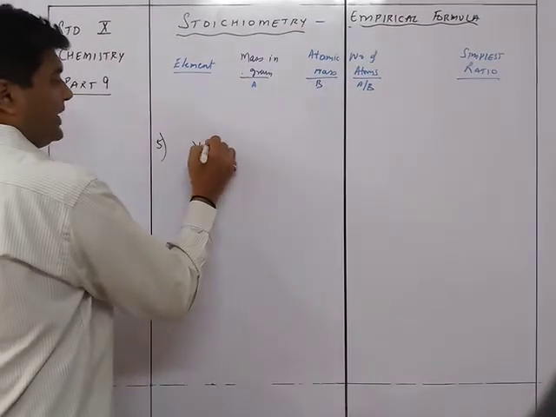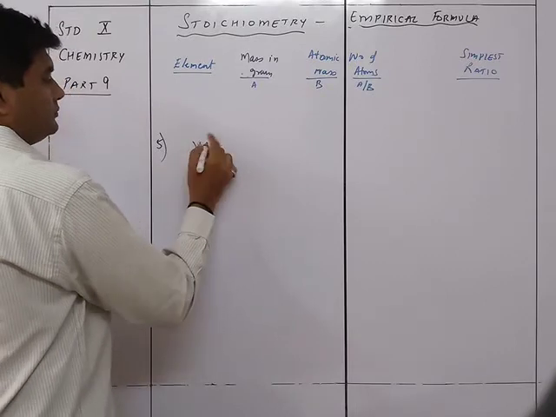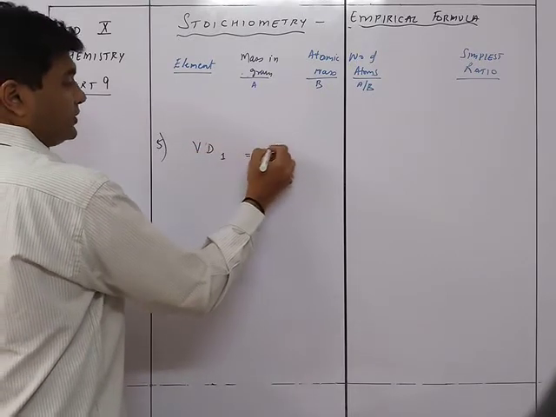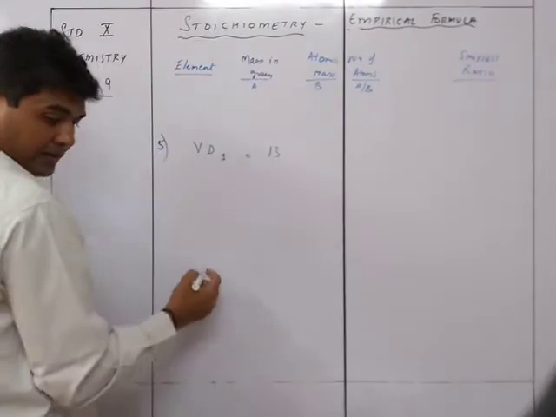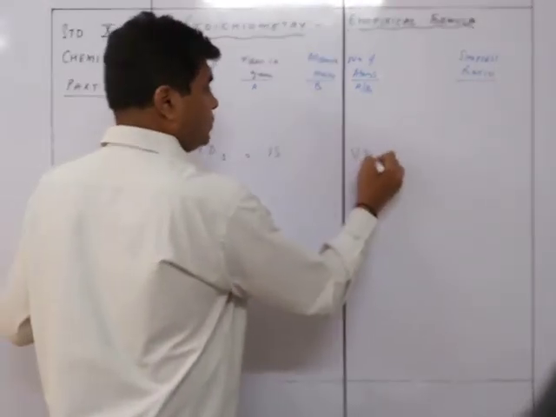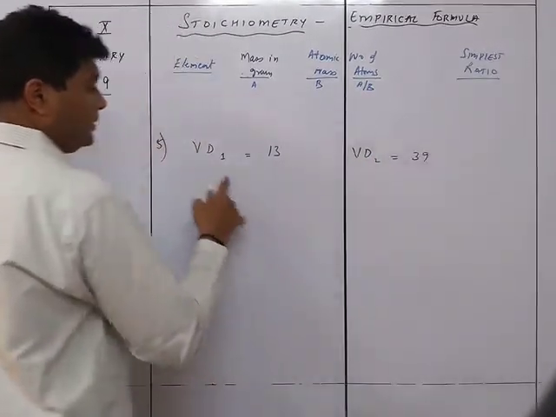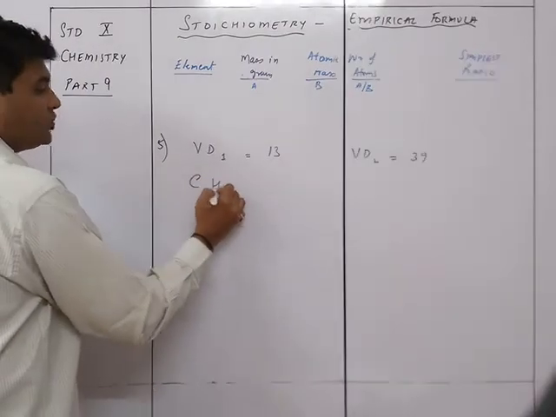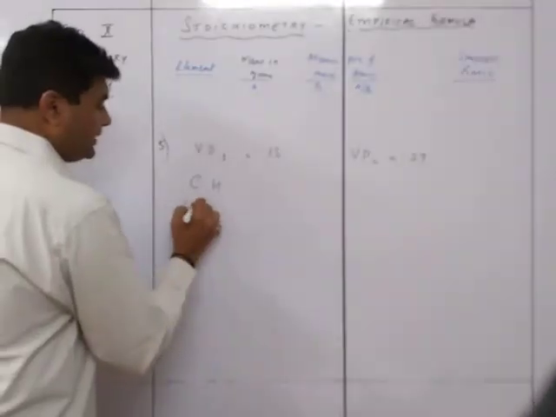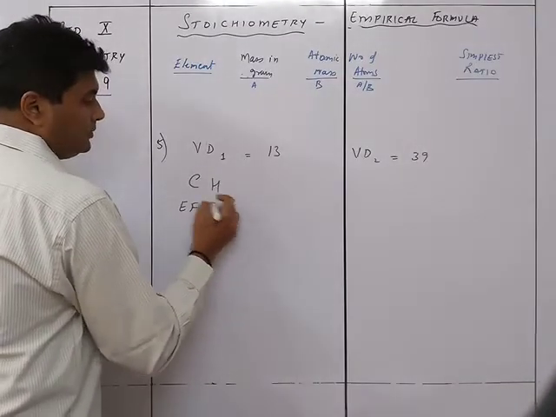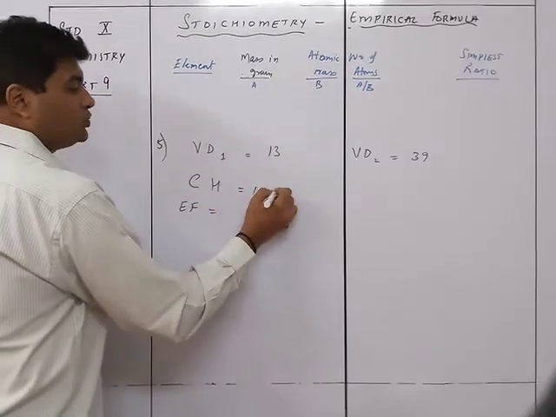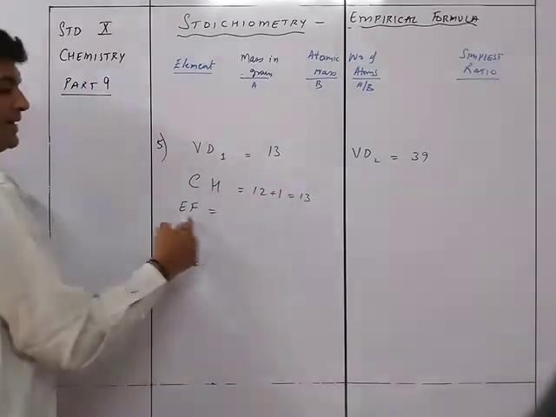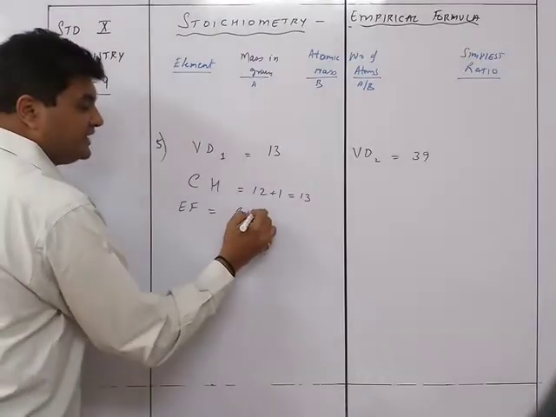Now vapor density 1 is equal to 13 and vapor density 2 is equal to 39. We can see that it contains C and H only, so the empirical formula will be C and H, which is 12 plus 1 equals 13. So automatically the empirical formula has to be CH in this case.